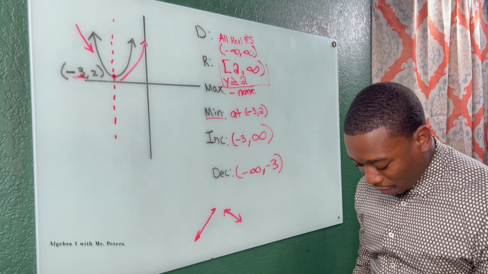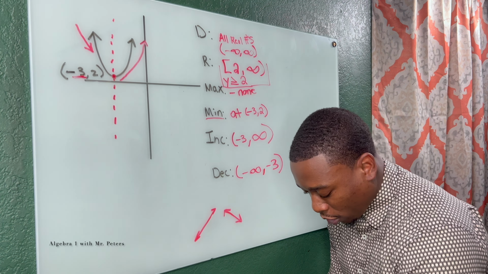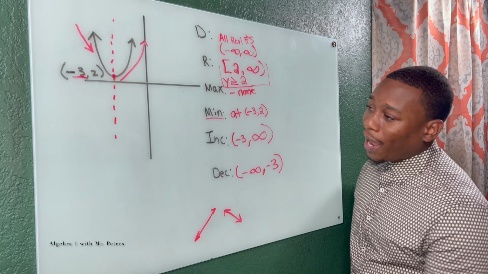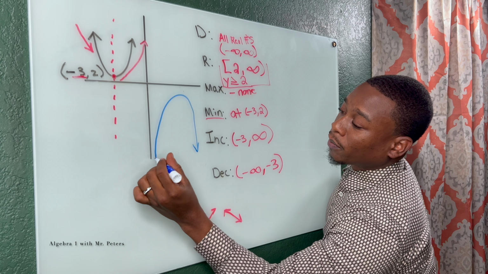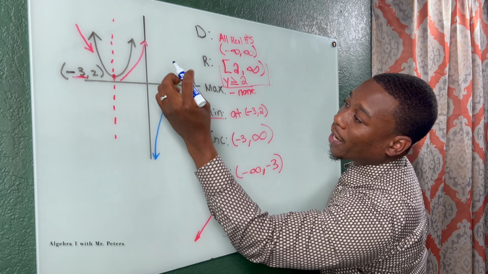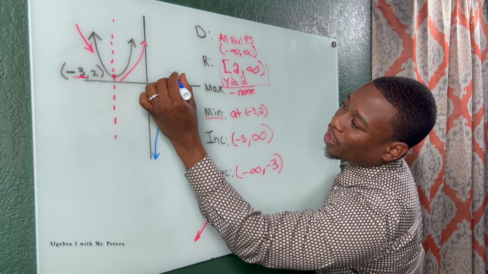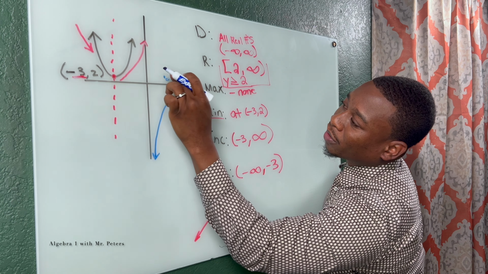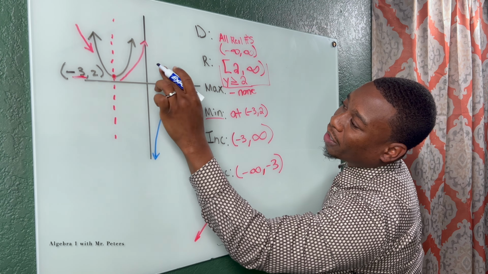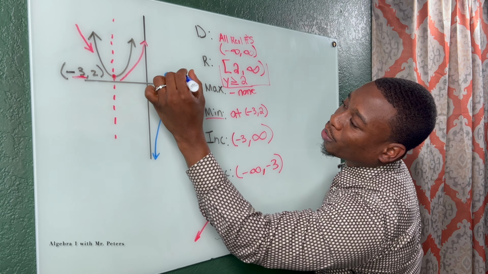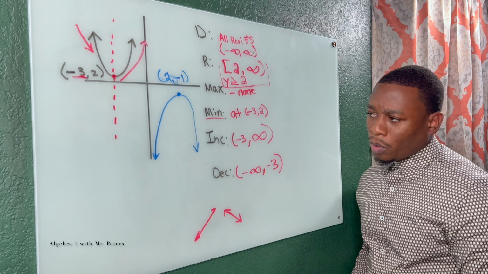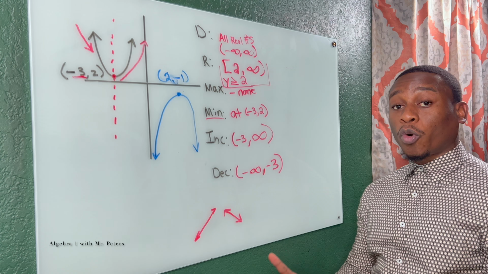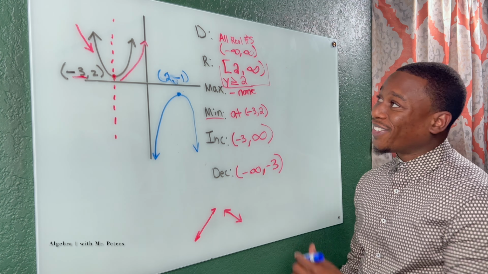Now, let's say we had a different graph, right? So this graph opens down. How would this change? So we have something like this. And my vertex now is at, let's call this 2, -1, right? How would this change? So for one, domain is still the same.